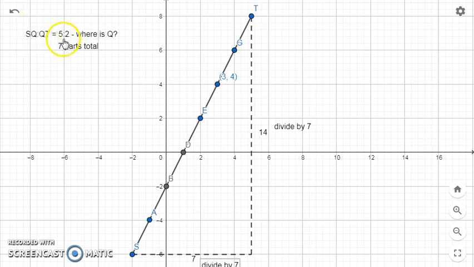So that means I can count 5 segments starting at S, 1, 2, 3, 4, 5, and figure out that this point here separates 5 parts versus 2 parts. So point Q has to be at 3, 4.